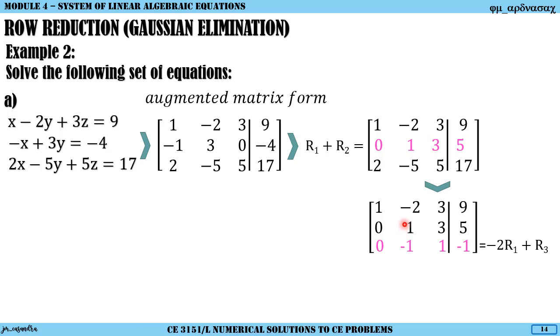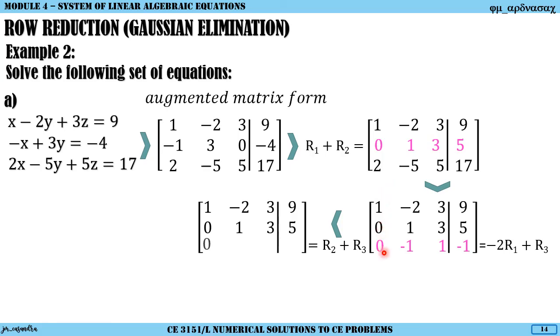So next step is to make our second diagonal element equal to 1. But since it's already equal to 1, we now move to setting our element below the diagonal equal to 0. So with that, we could apply now R2 plus R3, and we will now arrive at 0 plus 0, 1 plus negative 1, 3 plus 1, and 5 plus negative 1, 4.